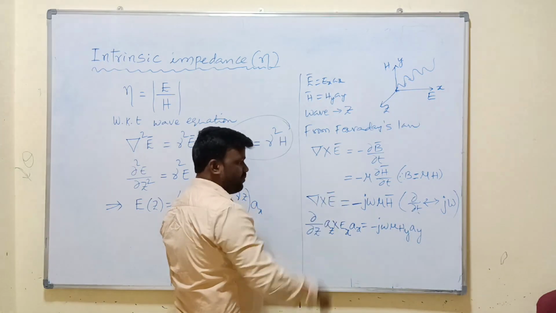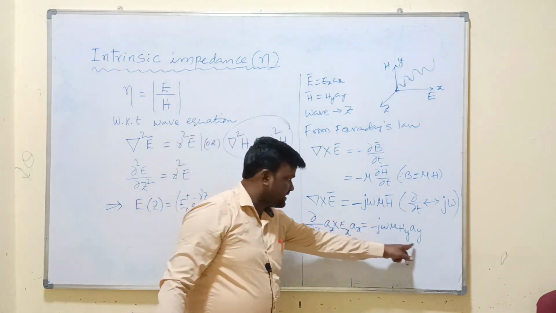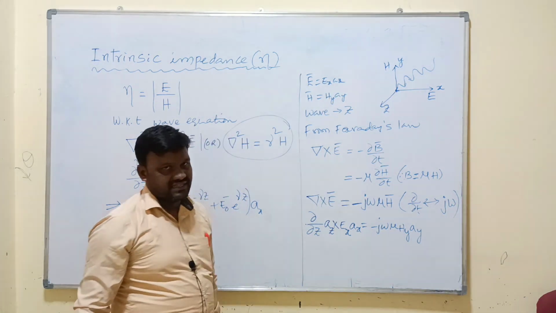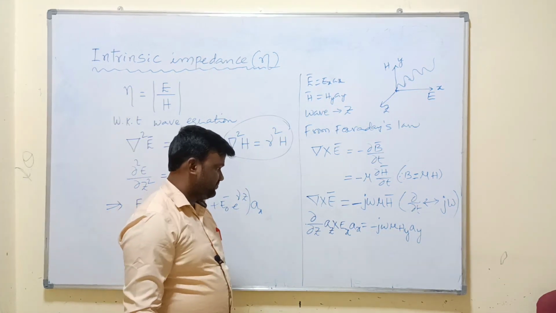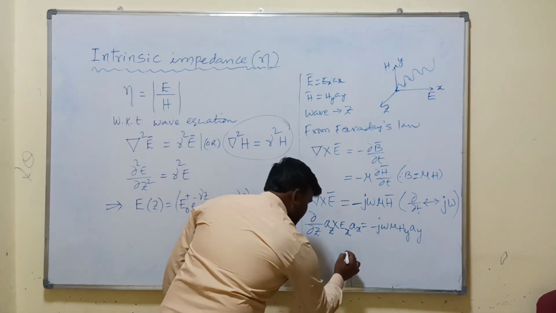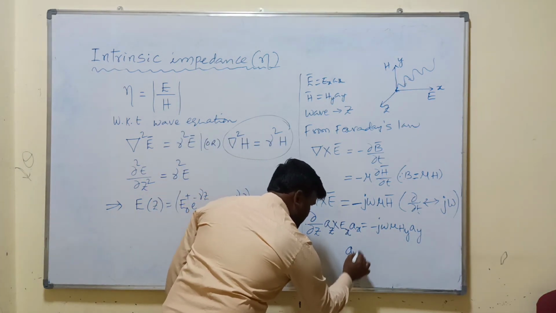These are the vectors. We can take E bar, H bar. Here H is taken as Hy Ay, E is taken as Ex Ax, del is taken as dou by dou z Az. Now let us simplify this one. Here you have Az cross Ax. What does the cross product give?